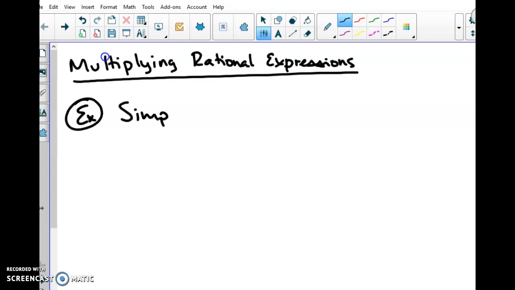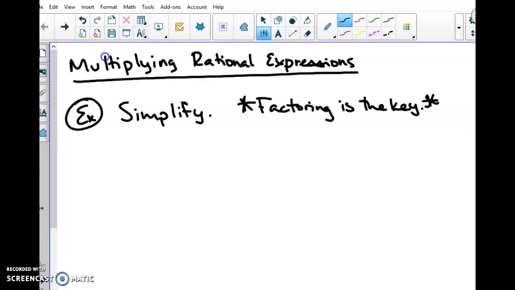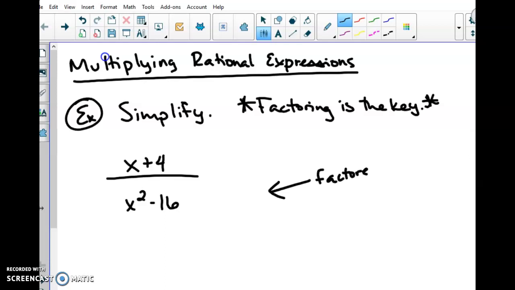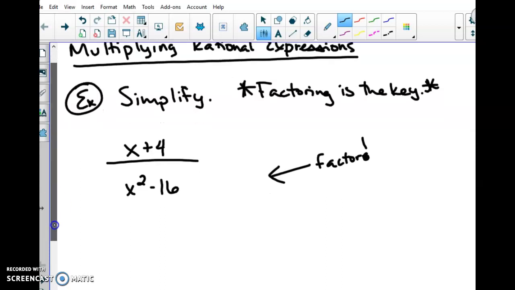So the big thing with simplification is you're going to have to factor. I'm telling you now, factoring is the key. So you're going to have to use the AC factoring. Because of time restraints, I'm going to go through this a little bit quickly. So if I have x plus 4 over x squared minus 16, the bottom there needs to be factored.